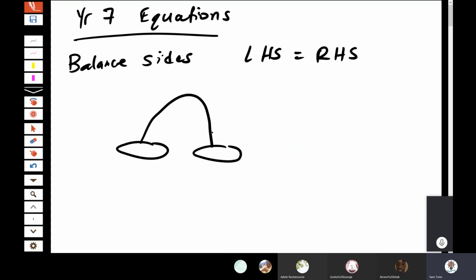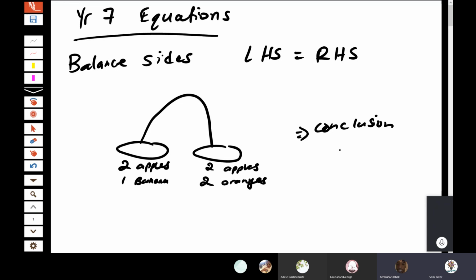So imagine a set of scales, and imagine in those scales I've got 2 apples and 1 banana. And on this side of the scale, I've got 2 apples and 2 oranges. And right now this scale is balanced. What's the conclusion you can make? That two oranges weigh the same or are the same value as 1 banana. Yeah, correct. So you can conclude that 2 oranges would be the same as 1 banana.